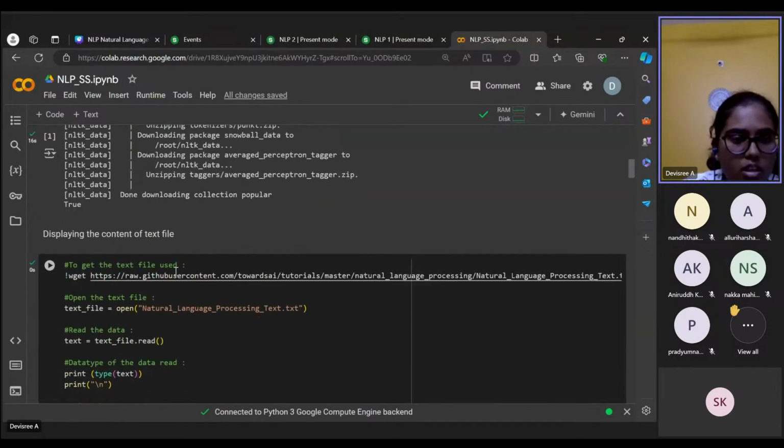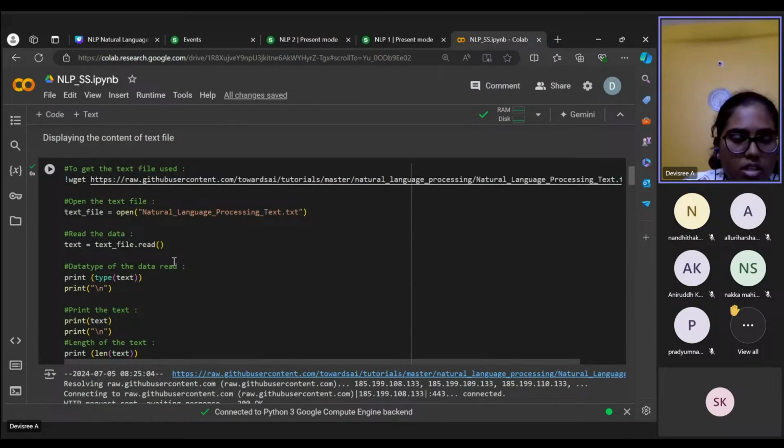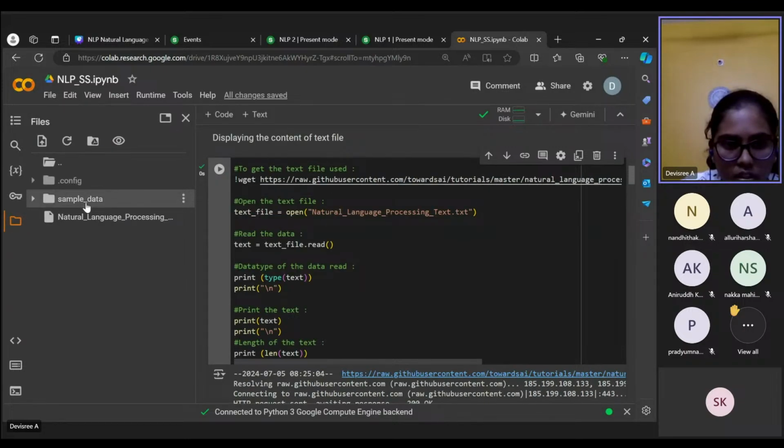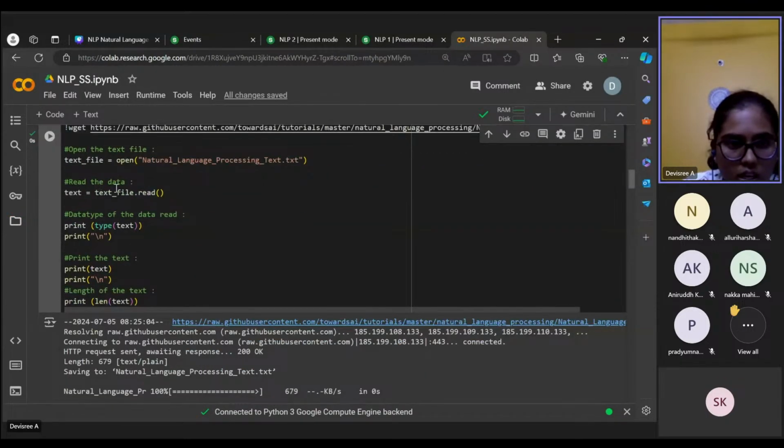Okay, so first, let's get some content. I've taken this from a GitHub website. So this is the URL for that. I have downloaded the text from there. So text file is equal to open. It reads this text. So when you run this, this text appears over here. It is uploaded to this Google Colab notebook in that way. So text is, it reads this text file.